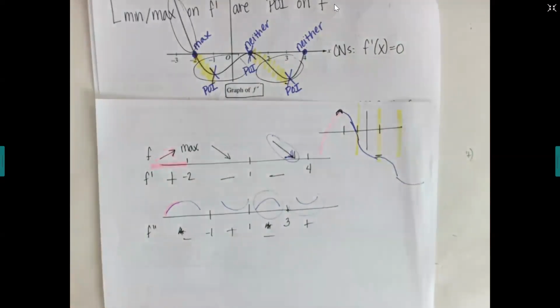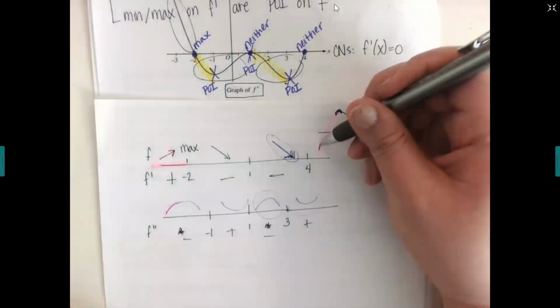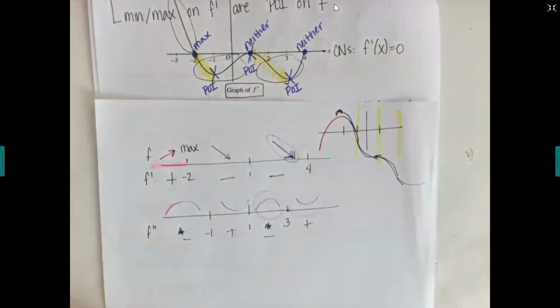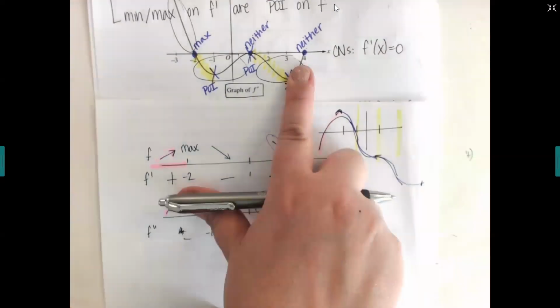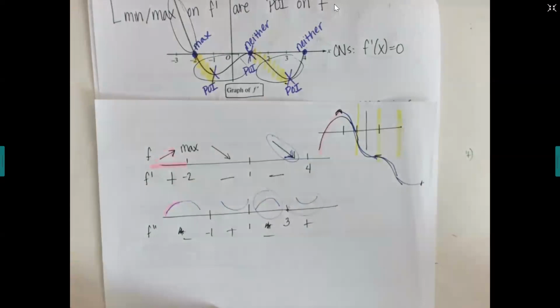Okay, and then look at your graph and make sure that the things you said really happened. Do I have a max right here? Yes. Do I have a neither right here, where it kind of slowed down but then kept going down? Yeah. Okay, and then at 4, did it go flat again? Yeah, and that's another neither. So that should also make sense.